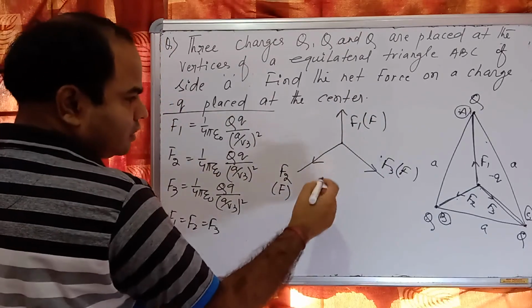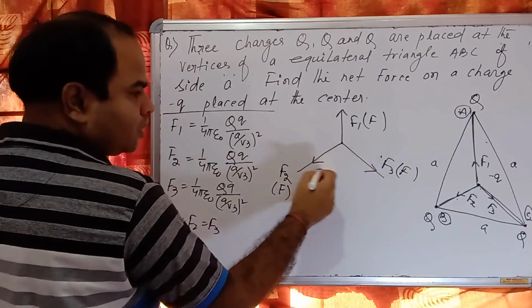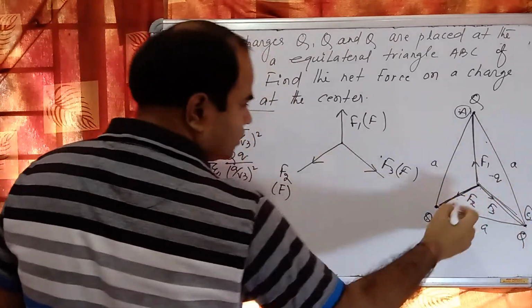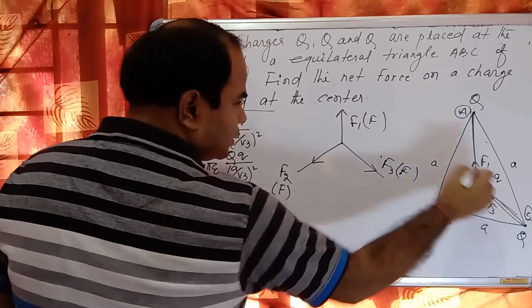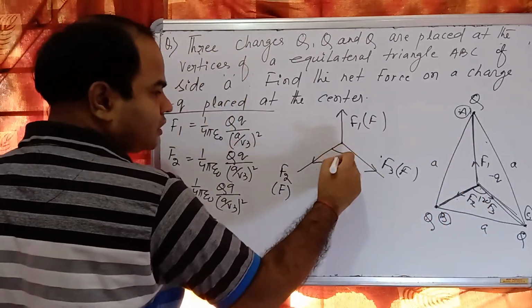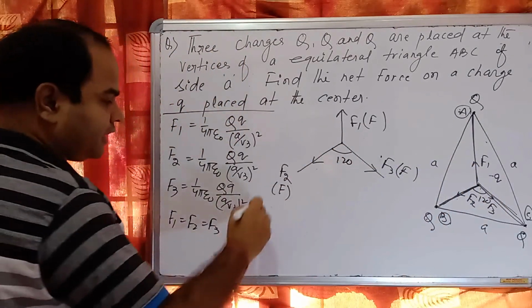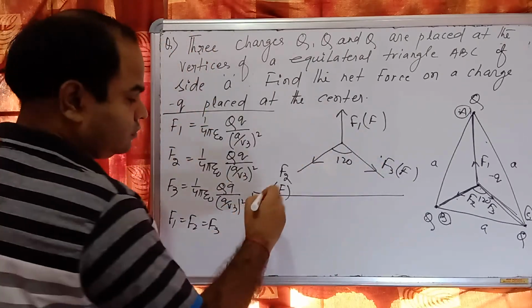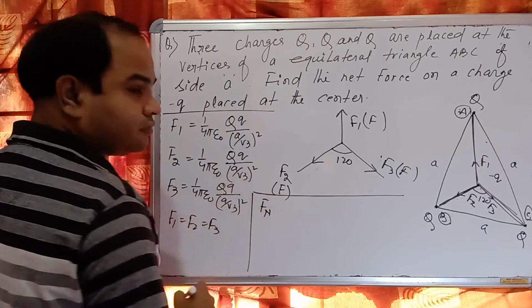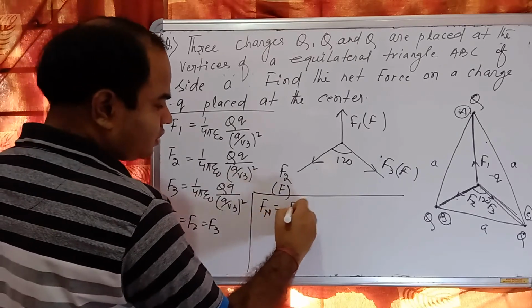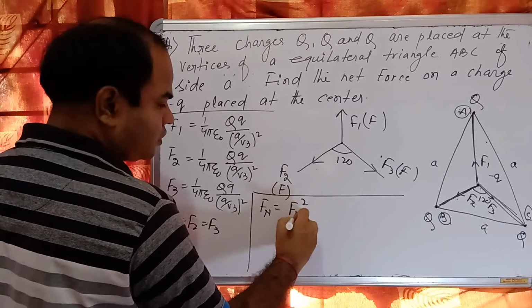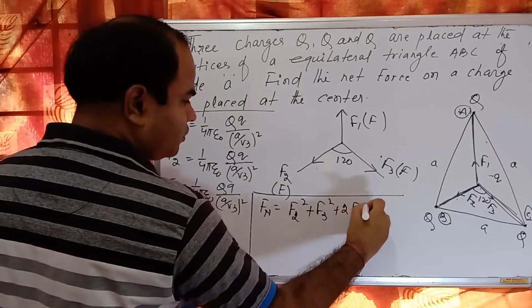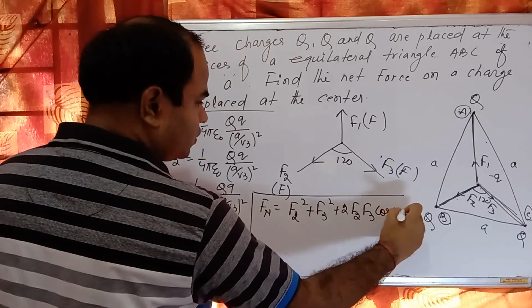What is the angle between F2 and F3? 120 degrees. So the angle between them is 120. We will find the resultant of F2 and F3. Let us say this is Fn. That is F2 square plus F3 square plus 2 F2 F3 cos 120.